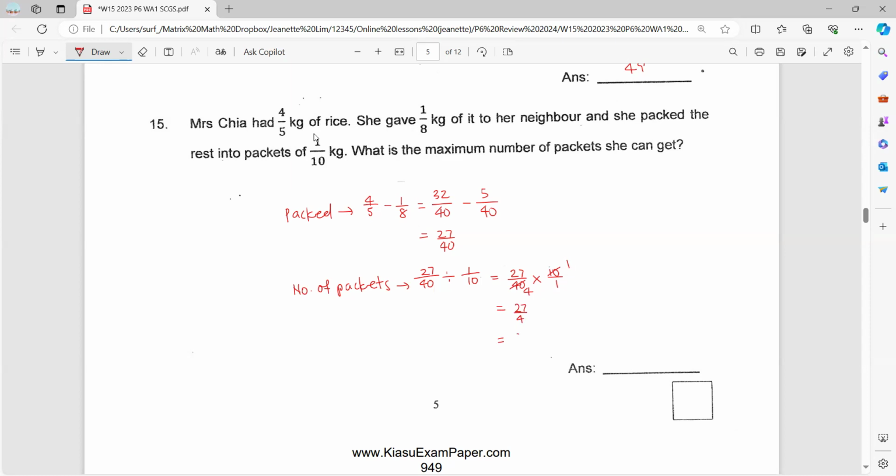In mixed number is 6 and 3 over 4. This means that there are 6 packets, and from the remainder you can only form 3/4 of a packet. So what's the maximum number of packets she can get? 6.